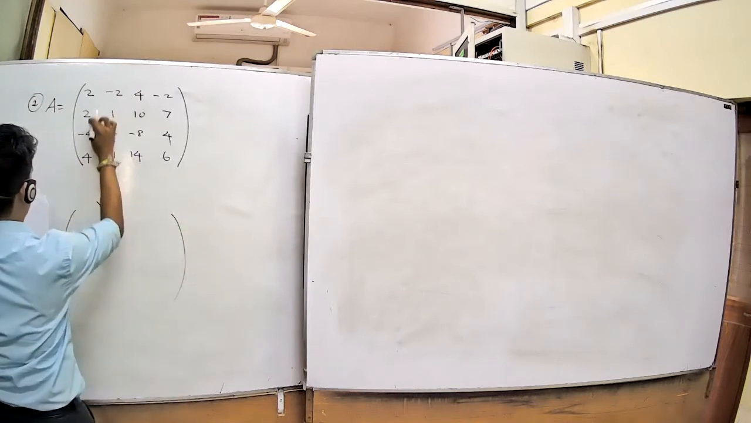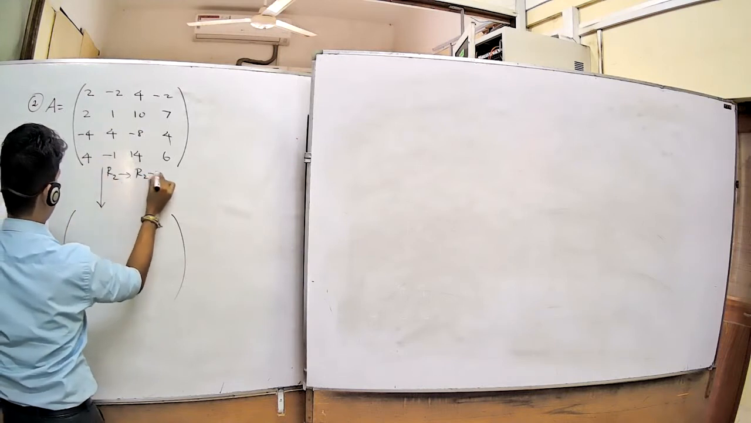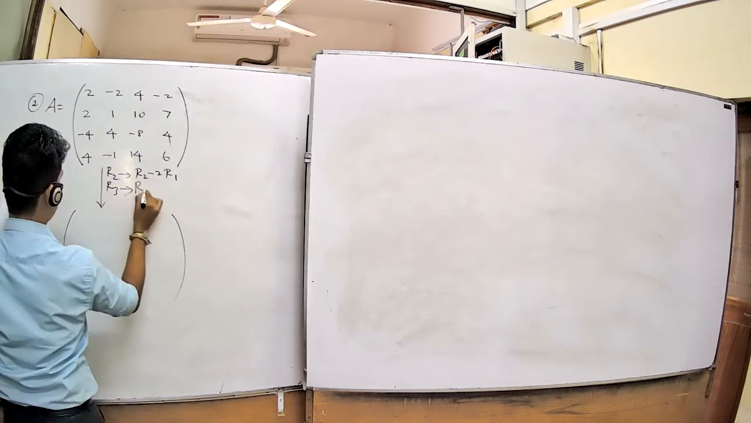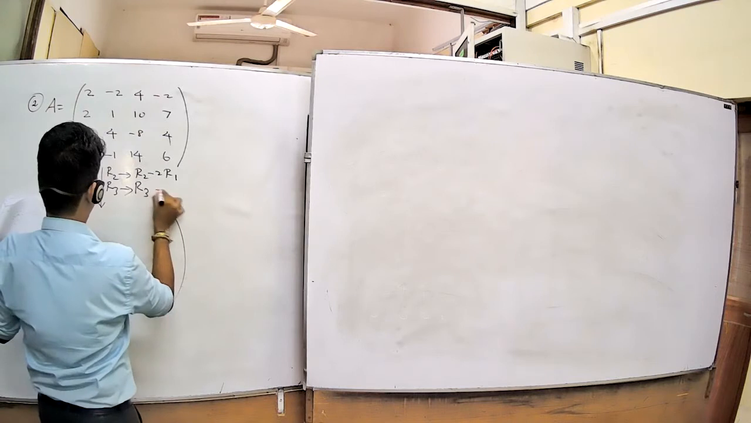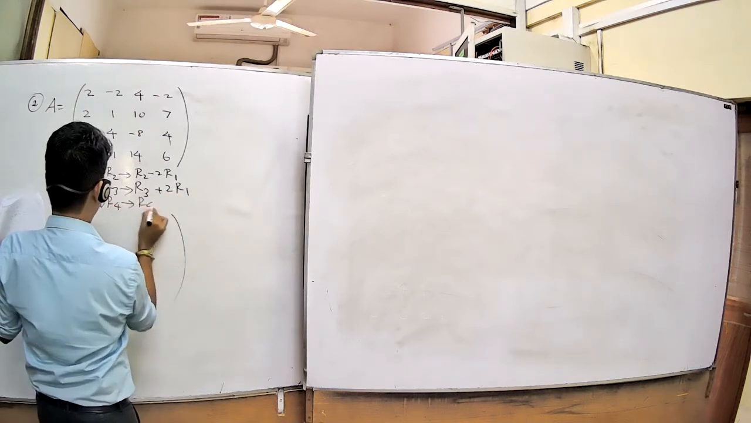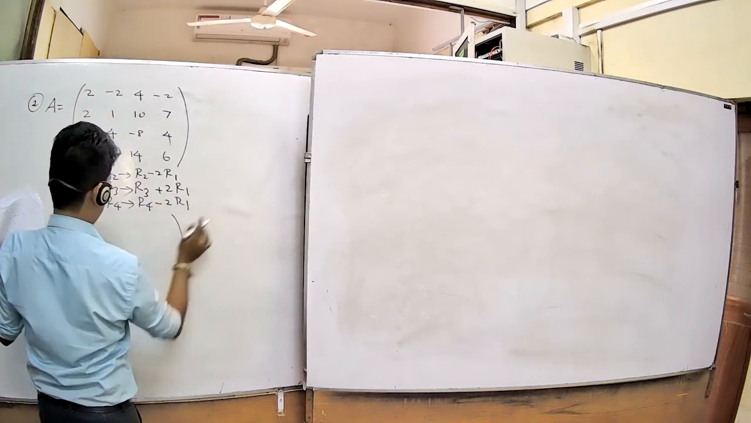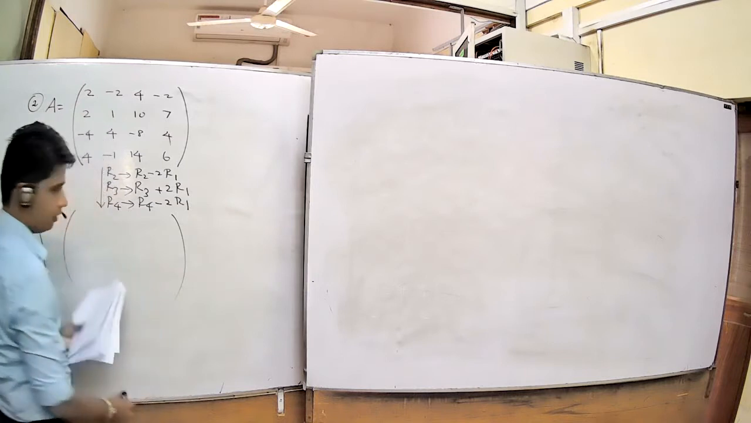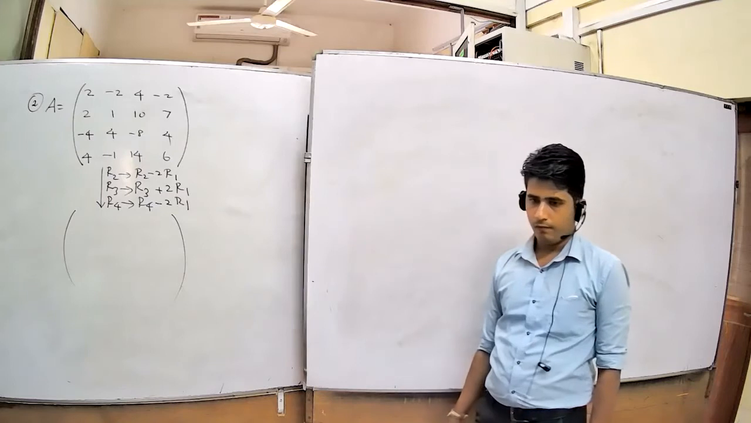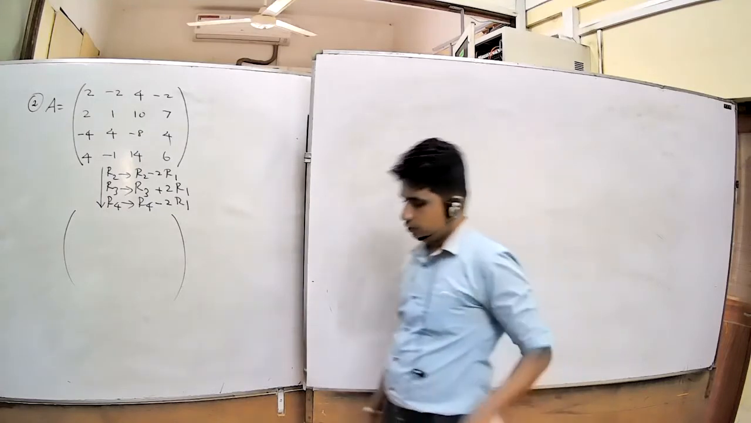Now you want to get 0 here, 0 here, 0 here. First idea: R2 replaced by R2 minus 2 R1. Then R3 replaced by R3 plus 2 R1. Then R4 replaced by R4 minus 2 R1. Right? Then you get the matrix here.